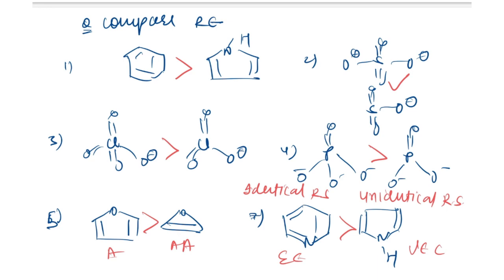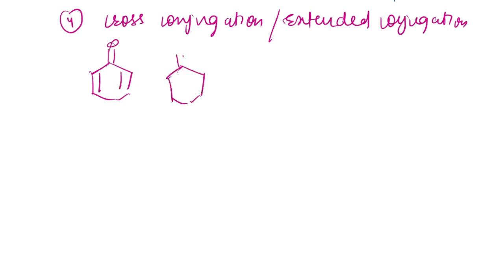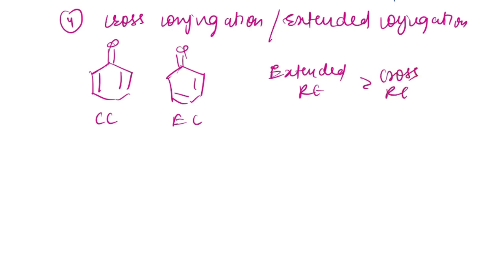Now jump to the fourth point of comparing the resonance energy. We have cross conjugation and extended conjugation. So we have here cross conjugation. This is cross conjugation. How it is cross conjugation we have seen already. And this is extended conjugation. So extended conjugation resonance energy is greater than cross conjugation.